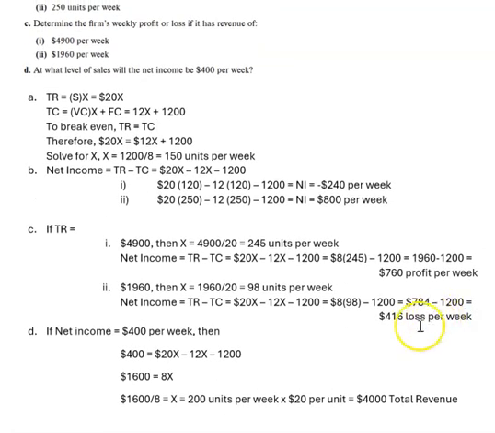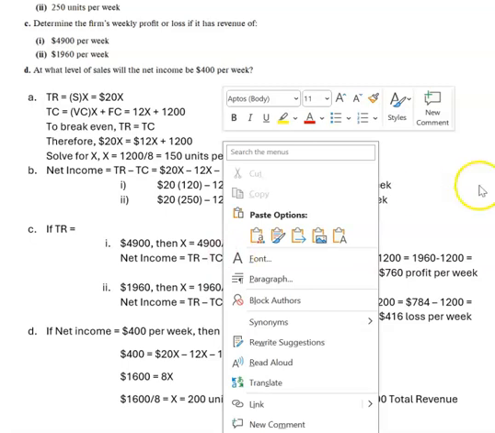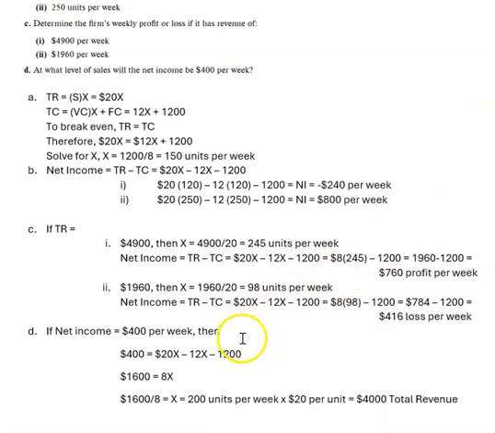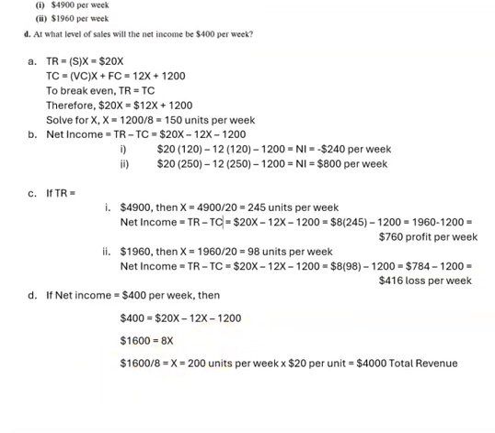Okay, so D. At what level of sales will the net income be $400 per week? Up here, we were using the formula net income equals total revenue minus total cost. Now we know what the net income is, so we need to figure out what the units are. So we have our net income of 400, and we know that the formula is 20x minus 12x minus 1200.